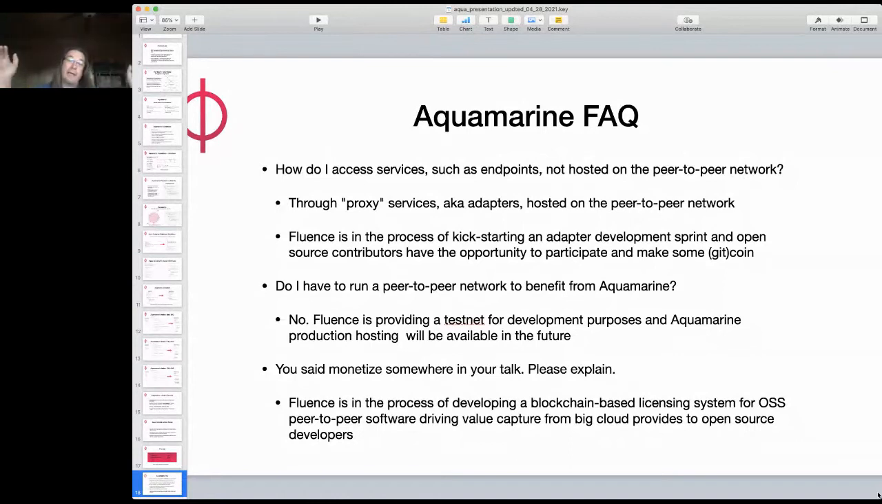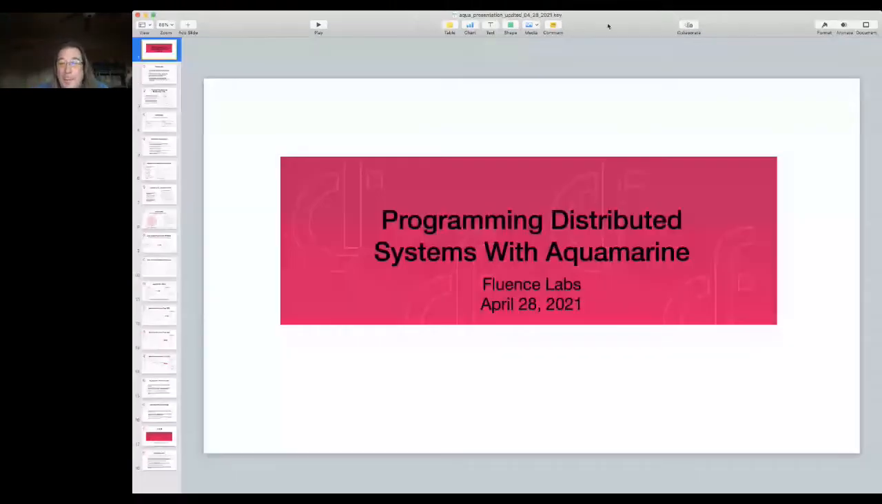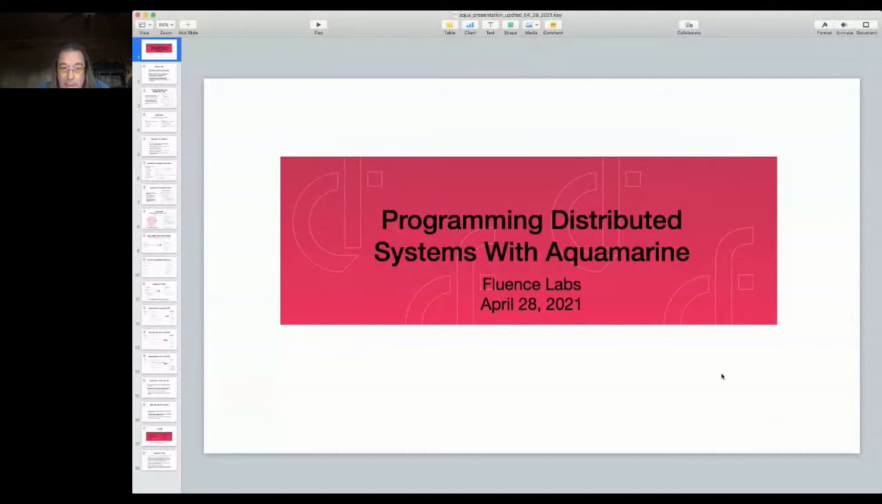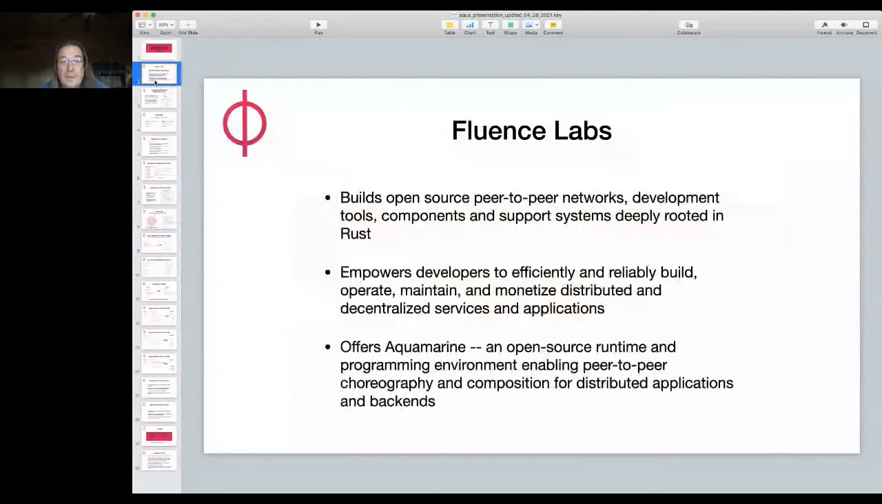So the title of the presentation, or the topic we really want to get to, is programming distributed systems with Aquamarine, and we'll get to what that is in a minute. So what is Fluence? Fluence builds open source peer-to-peer networks and associated components, support systems, and tooling, and a lot of it is actually based on Rust. Our goal is to really empower developers to successfully build distributed and particularly peer-to-peer applications.